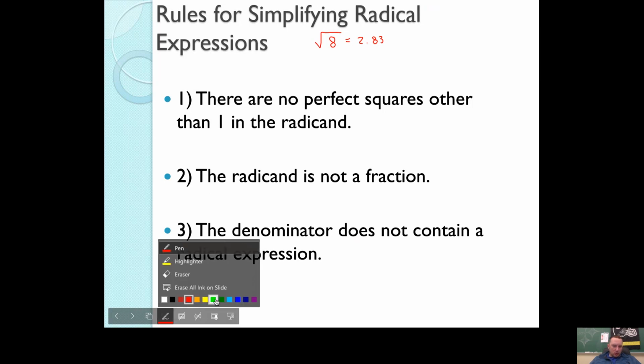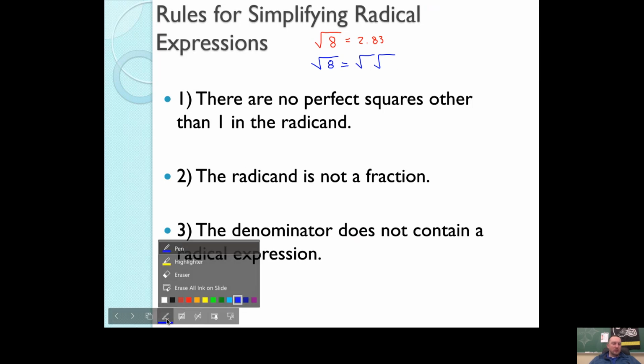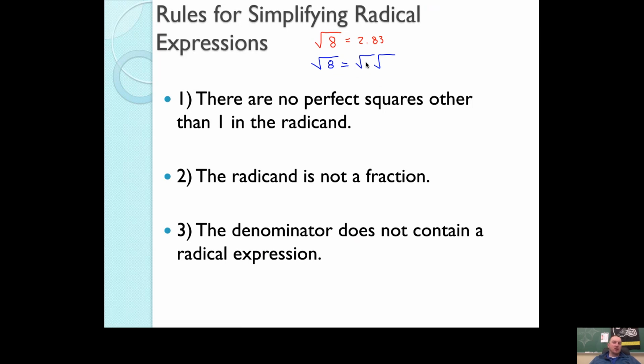And I'll show you what each of those rules are. But first, I'm going to simplify this radically because I know you've seen this before. You're going to use your perfect square list, and you're going to split the square root of 8 into 2 radical expressions, where you put a number here and a number here that both together multiply to give you 8. Now, the trick is, using your perfect square list, you need to find a number from your perfect square list that goes into 8.